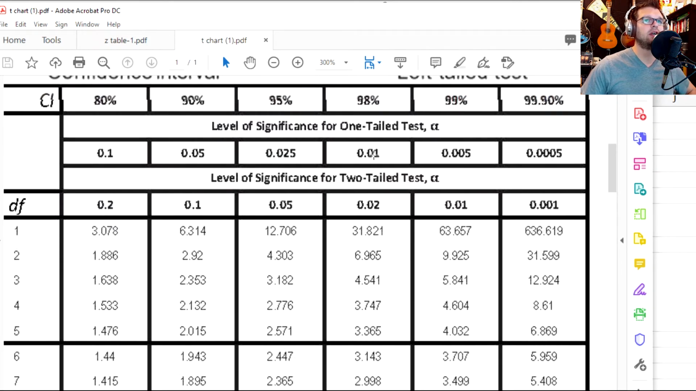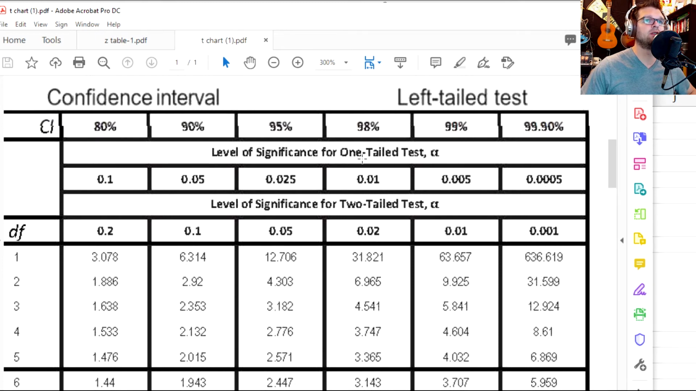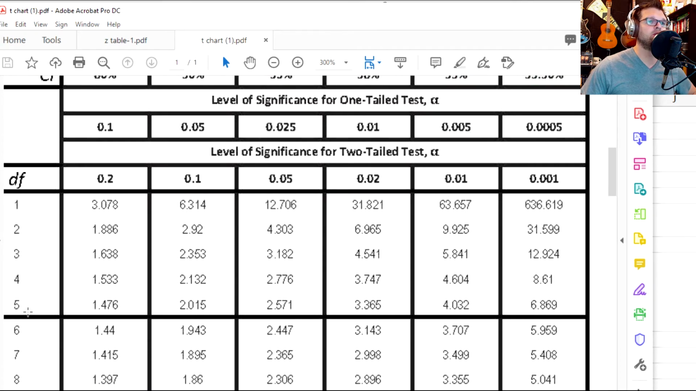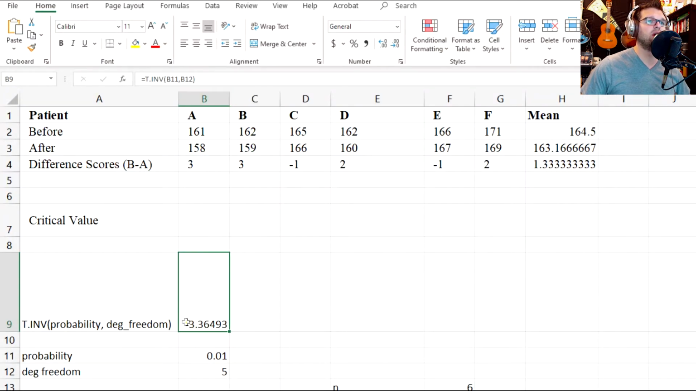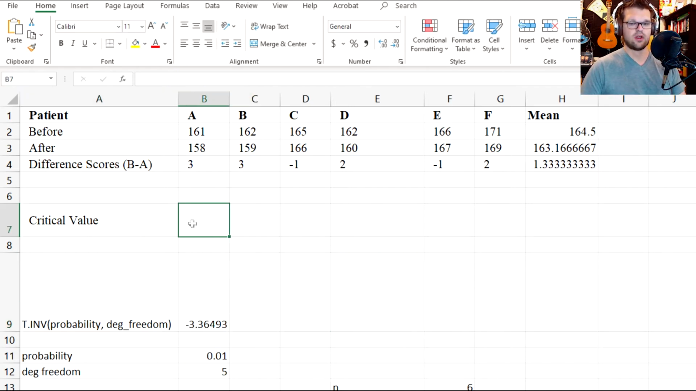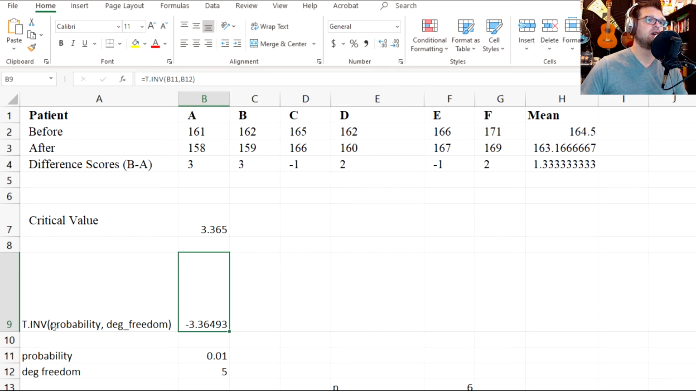0.01 for the alpha. And so remember the level of significance for a one-tail, for a two-tail, and then the one up here is a confidence interval. So level of significance for a one-tail with a 0.01, and we come down to degrees of freedom of 5. So it's going to be 3.365. And so we can put that, 3.365.